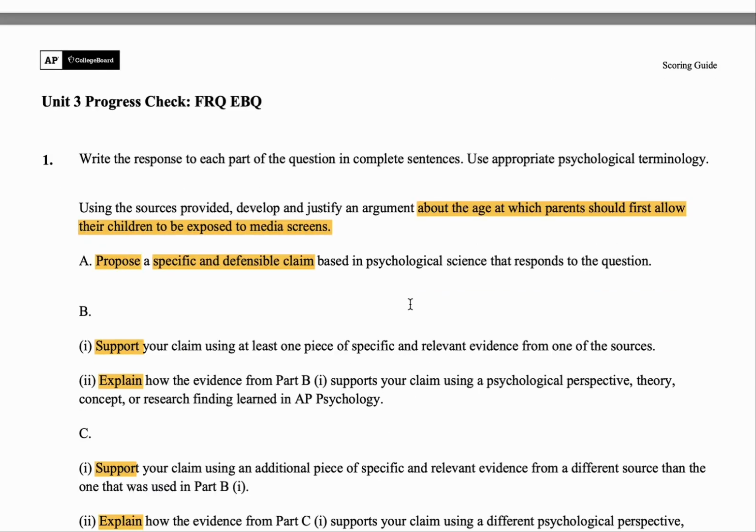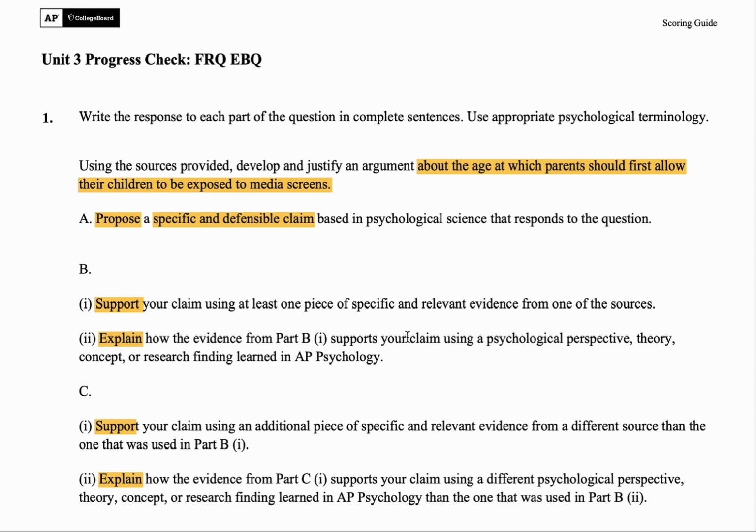When we're solving this kind of questions, what we can do is to read through the questions first, since we already know what the questions will be like. If you study for the exam, you know what the questions will read. So the key point here is to read this part, which is the key terms, the things that we want to write about, the three sources, they are all about this. So after we read this part, the age at which parents should first allow their children to be exposed to media screens, we can quickly think about what we have learned so far.